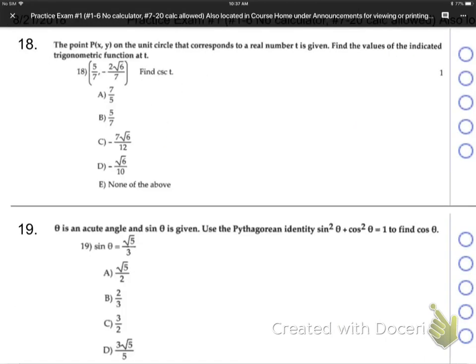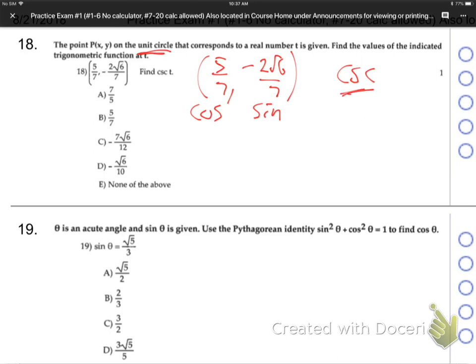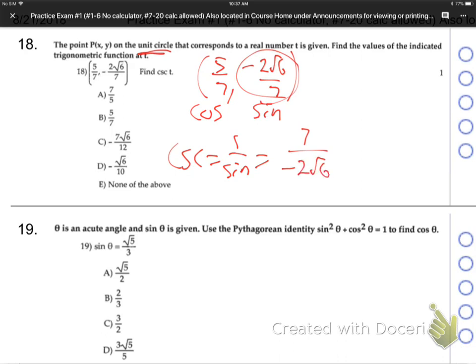Okay, so they're giving me 5/7 comma minus 2 root 6 over 7. They want the cosecant. So remember, whenever you have a point on a unit circle, this is cosine, sine. They're backwards, as you know. So how do we do cosecant? What is cosecant? 1 over sine, huh? Just grab that sine and give it a flip. 7 over minus 2 root 6. I just flipped over, that's a 7 down there. Cosecant's just upside down sine.